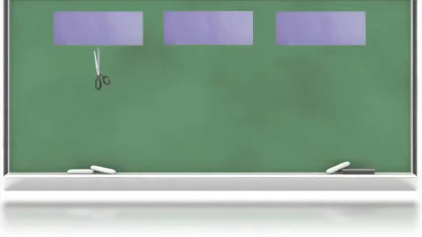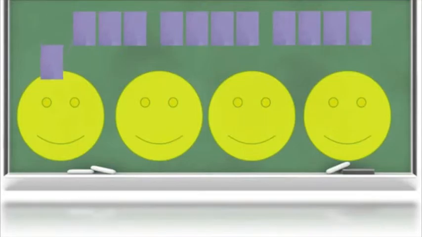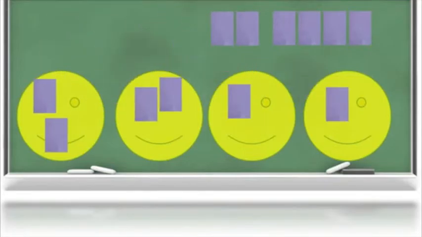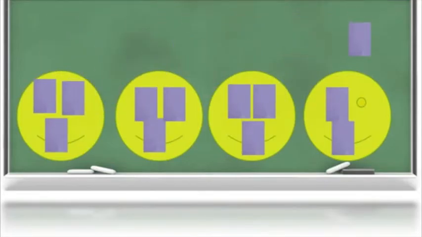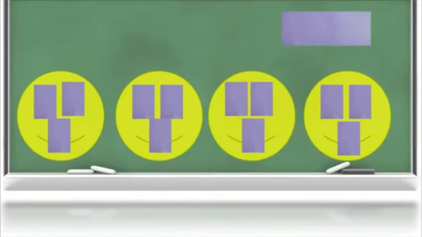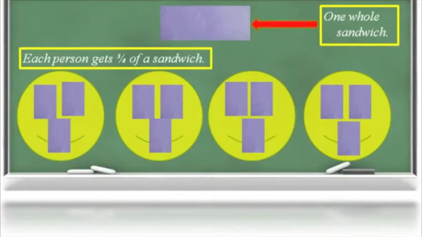They could then model this using construction paper, where each sheet represents one sandwich. Through trial and error, students could determine that by splitting each sandwich equally among 4 people into fourths, each person would be able to receive 3/4 of a whole sandwich. With this problem, students were dividing 3 wholes into 4 equal groups.